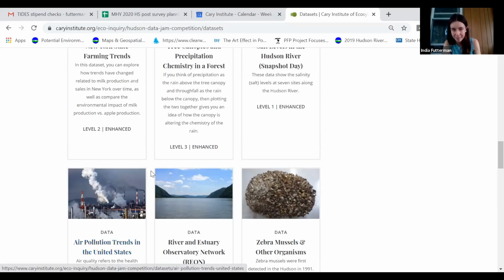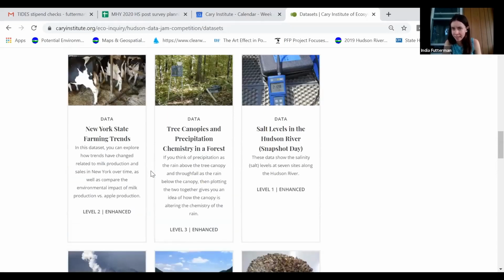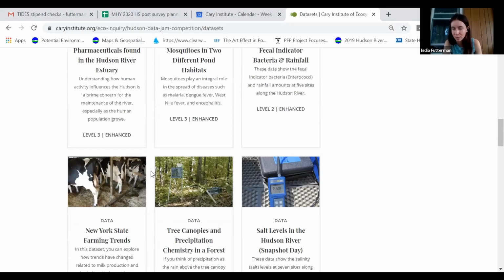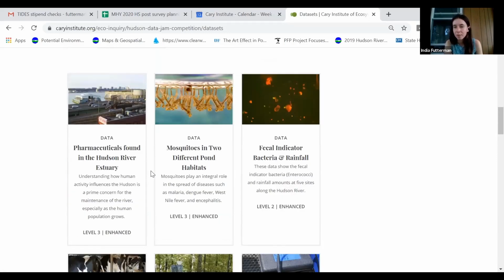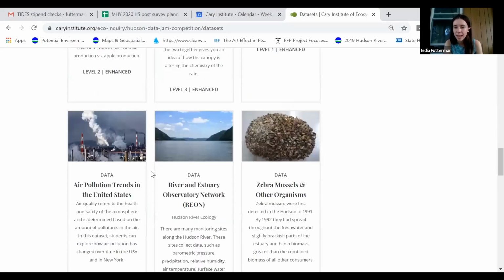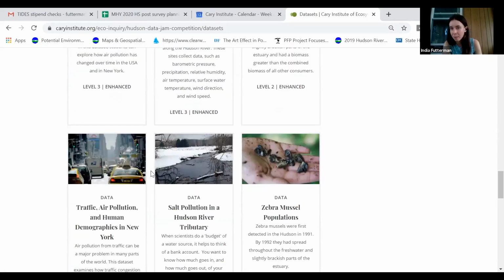And this is not only Carey Institute science, we also get data sets from the DEC, from Riverkeeper, we have some data sets from Vassar and Marist, and the DEP, Department of Environmental Protection.